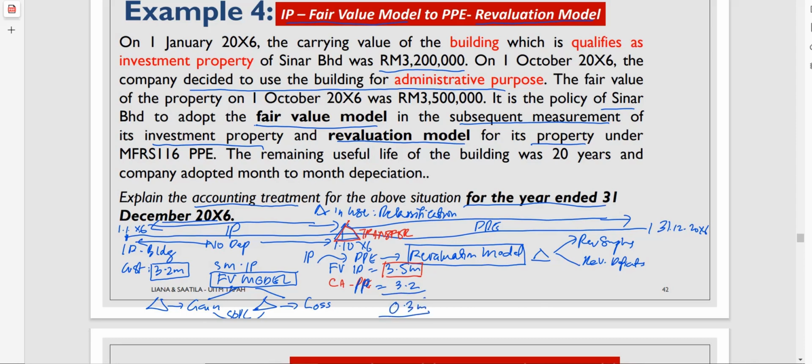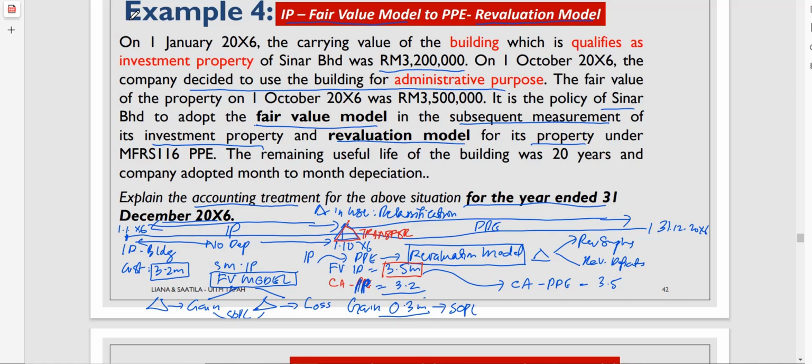This difference is showing that the fair value is greater than the carrying amount, and this change is a gain, and this gain will be treated in the statement of profit or loss as fair value gain. That is what happened. So you have to close or eliminate the item investment property. Under the revaluation model, what you need to understand is that the fair value of the IP now would be the carrying amount of the PPE, which is 3.5 million.